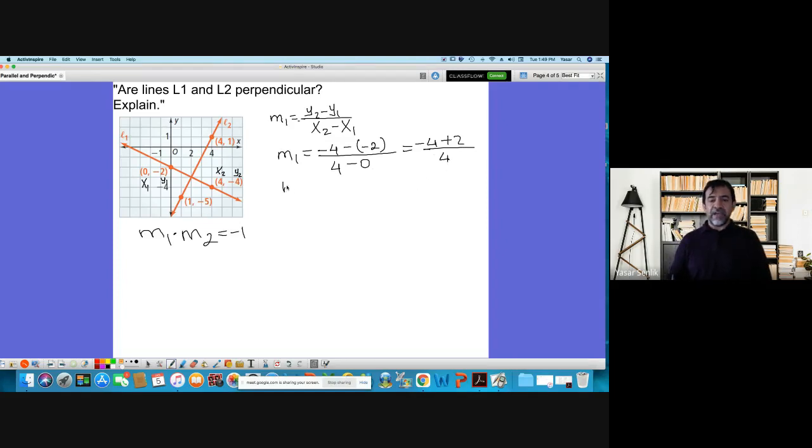Then we have the slope of the first line is going to be equal to -4 plus 2, which is going to give you -2 over 4. If we simplify this one, it is going to be equal to -1 over 2. So the slope of the first line is equal to -1/2. Let's go ahead and figure out the slope of the second line.